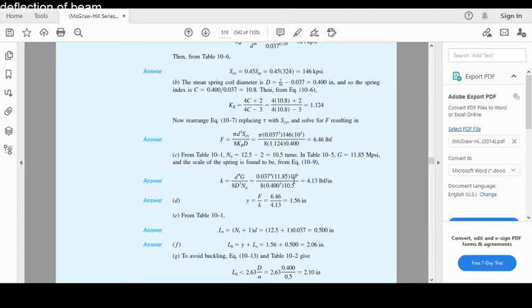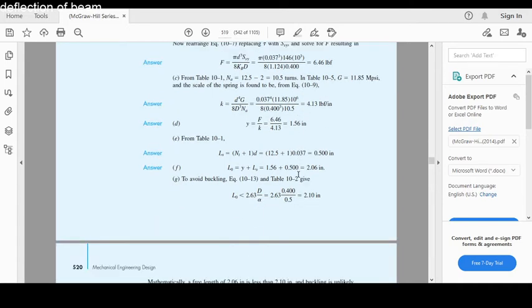Okay, the mean spring coil diameter D equals 7/16, which gives 0.4 inches. So the spring index is C equals D over d. You can get from equation 10.8 KB, the constant for Bergstrasser, equals (4C+2) over (4C-3). You can get the equation, 1.24. KB is the Bergstrasser factor. Now rearrange equation 10.7, replacing shear stress with ultimate tensile strength, and solve for F, resulting in F equals pi d cubed Ssy over 8 KB D. KB equals the Bergstrasser factor times the diameter, so you can get 6.46 pounds. Okay, from table 10.1, Na equals 12.5 minus 2, so you can get 10.5 turns.